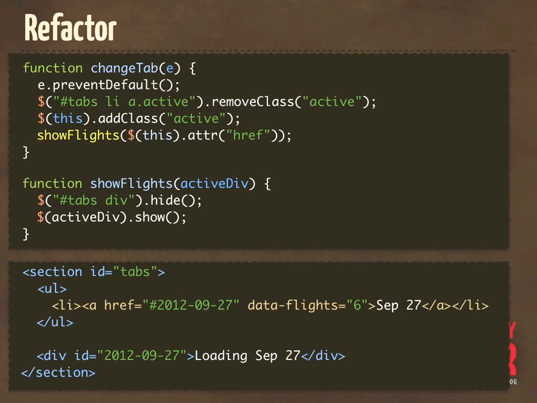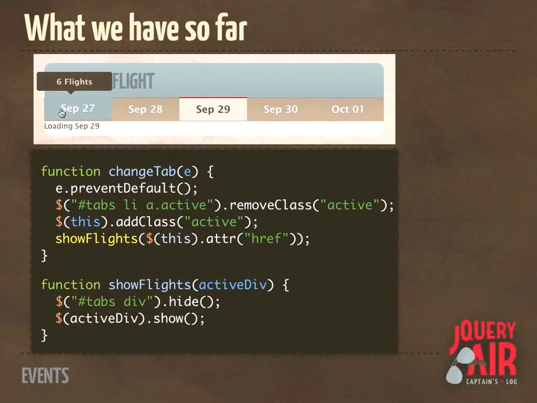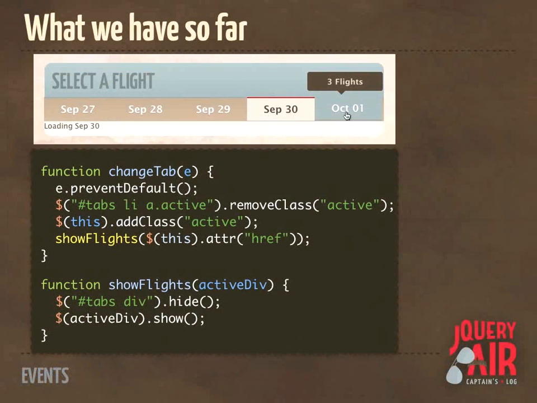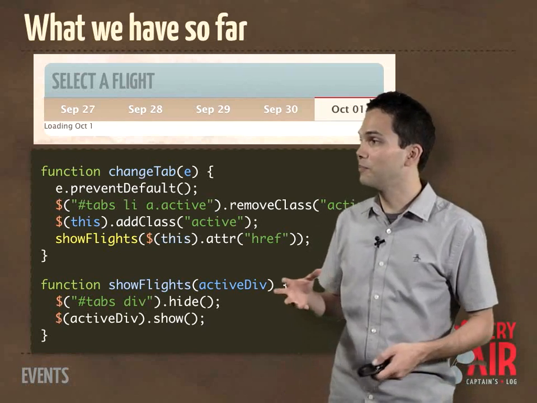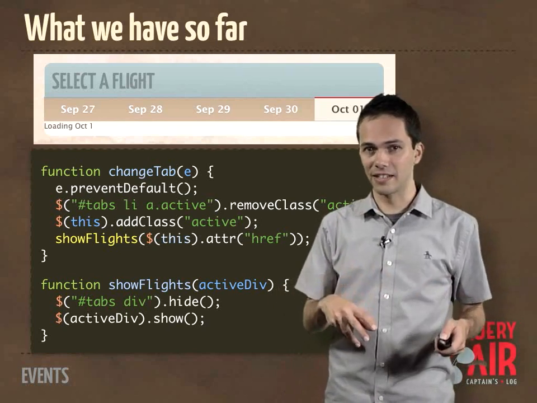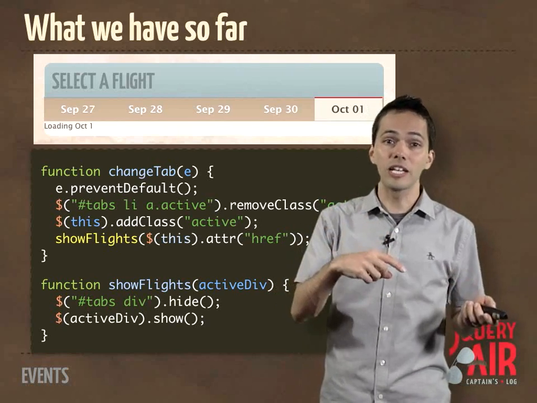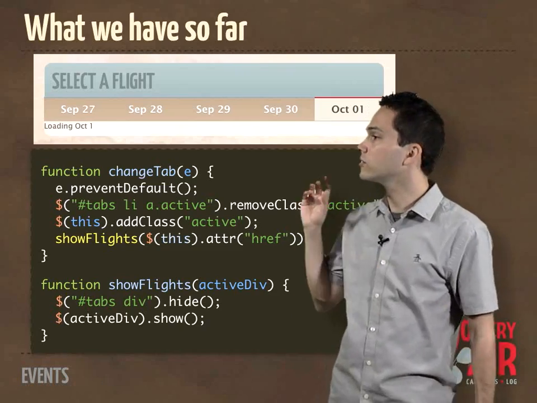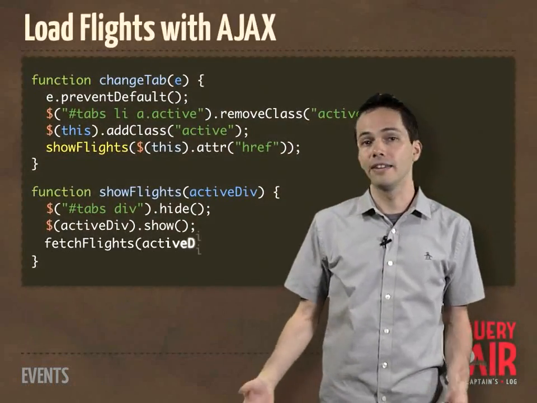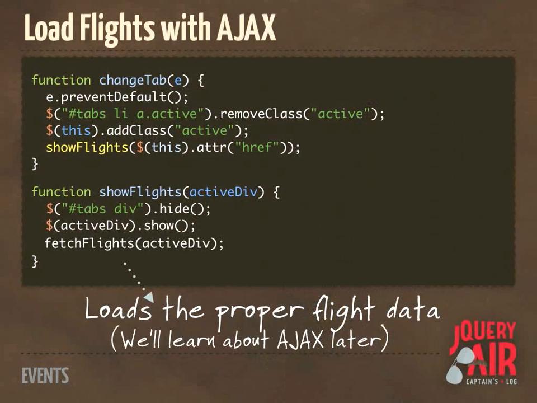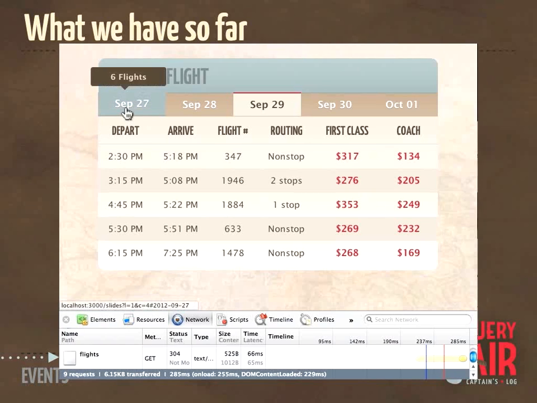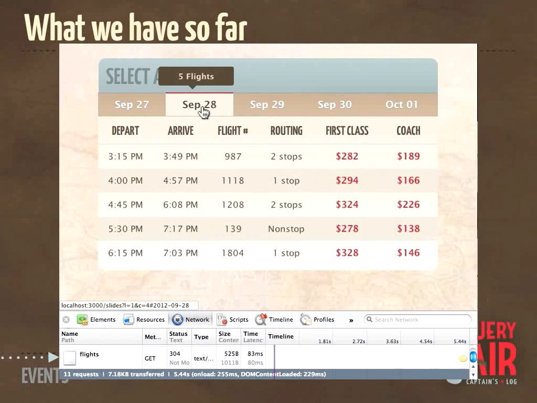So if we jump into our browser at this point, we can see that as we click the tabs, it properly shows the div that we're looking at. Pretty cool. So we're selecting the proper divs, but we don't have the flight data in there yet. We want to be able to load that in, and we want to load it using Ajax, but we're not going to cover Ajax until the next level. So for now, we're just going to call the showFlights method, and that's going to load in the proper flights. So let's jump back into the browser. So now we have flights, and we can click on each of the tabs to select the flights.